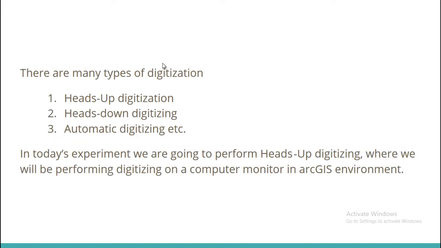There are many types of digitization, that is heads-up digitization, heads-down digitization, automatic digitization, and so on. In today's experiment, we are going to perform heads-up digitization in the ArcGIS environment, looking at the computer monitor. If you are interested in learning about the other types of digitization, that is heads-down and automatic digitization, I'll be preparing a few more videos soon.